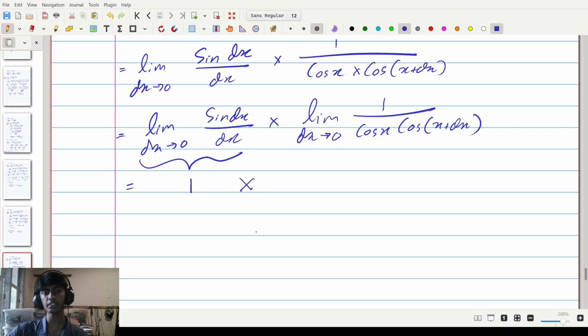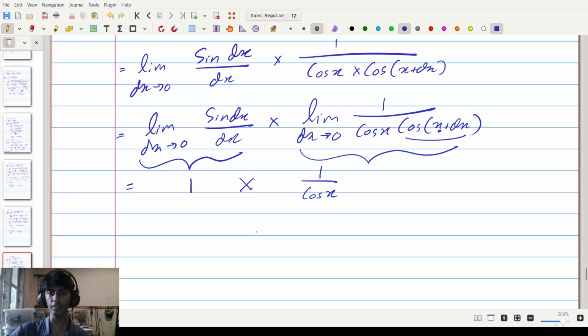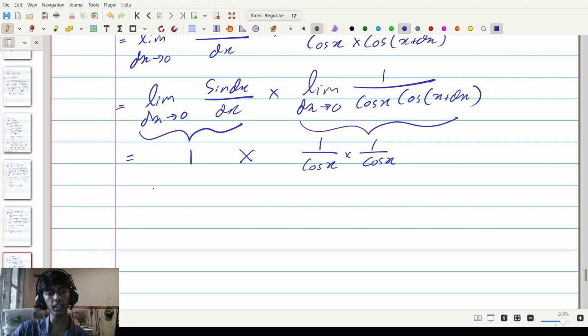And then the right side limit, the cosine of x is going to be as it is. So we have 1 divided by cosine of x. And then over here, the 1 divided by cosine of x plus dx, when dx approaches 0, this is going to be the cosine of x plus 0, so just the cosine of x. So here we actually have another 1 divided by cosine of x. So the final answer is going to be 1 times 1 divided by cosine of x times 1 divided by cosine of x, which is 1 divided by cosine of x squared.